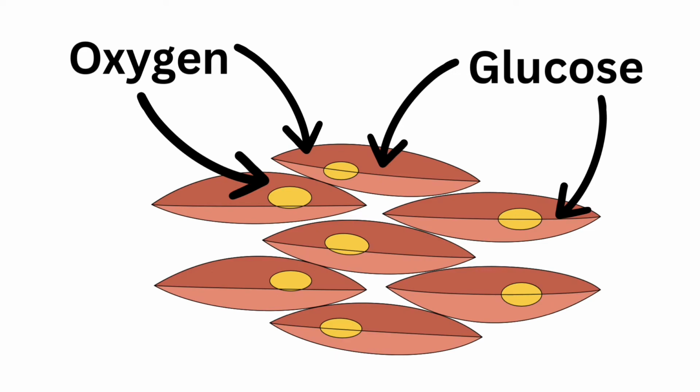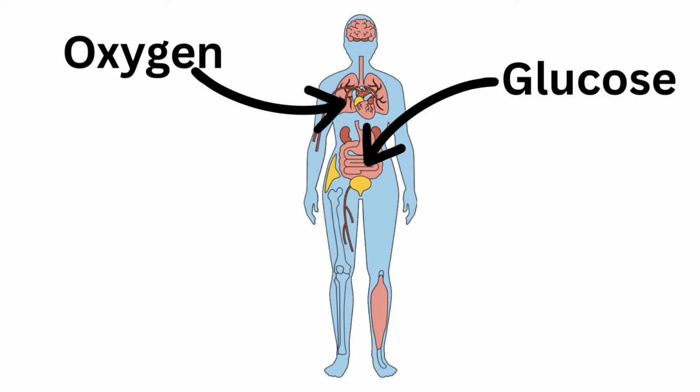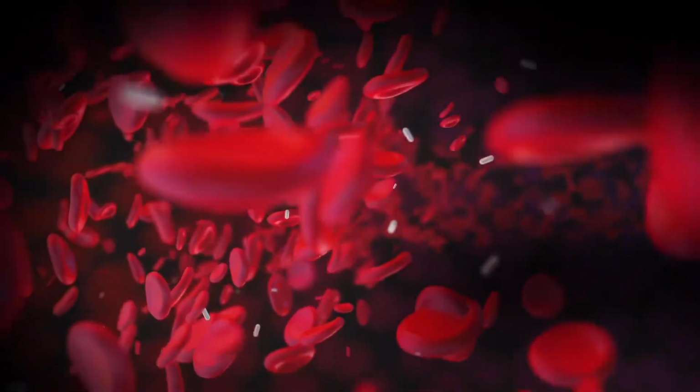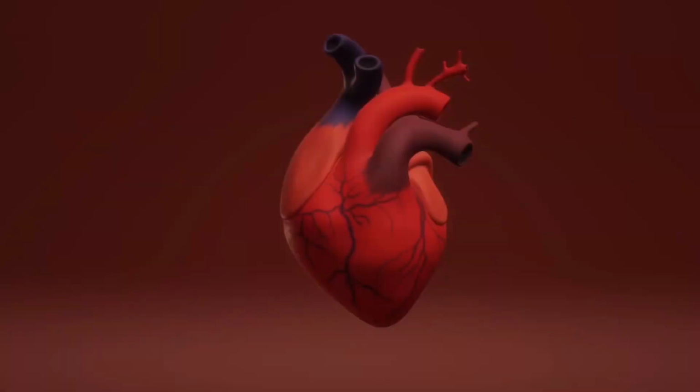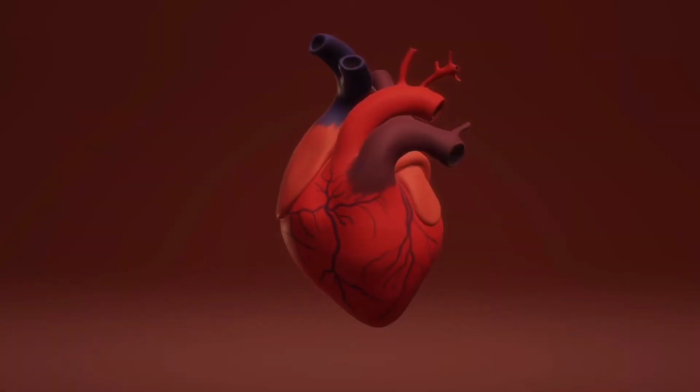All of the cells of the body need oxygen and glucose so that they can carry out respiration. This means that the oxygen and glucose need transporting around the body to all of the different cells. Oxygen and glucose are transported through the blood in the circulatory system. And all of this happens because the heart is pumping the blood around the body.